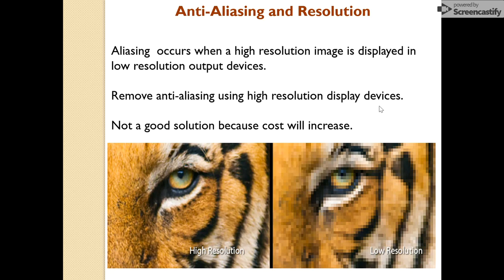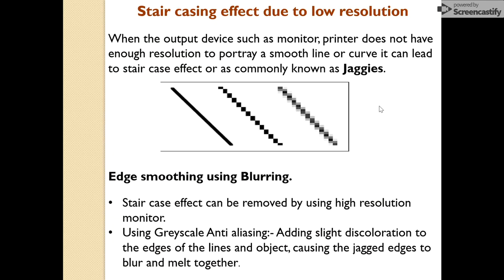So we know that aliasing occurs when we display high resolution images on low resolution devices. When we try to display a high resolution image, the low resolution device will not have enough pixels to capture the finer details. One solution for this problem is high resolution devices, but it is not reasonable because it is going to increase the overall cost of the system.